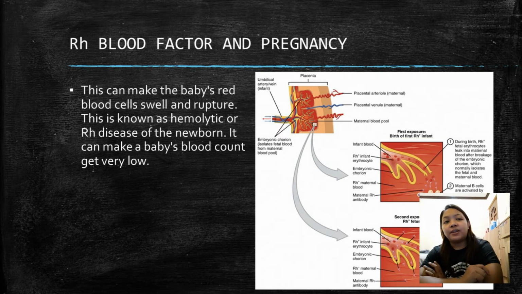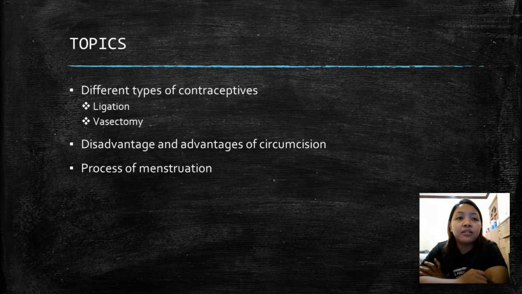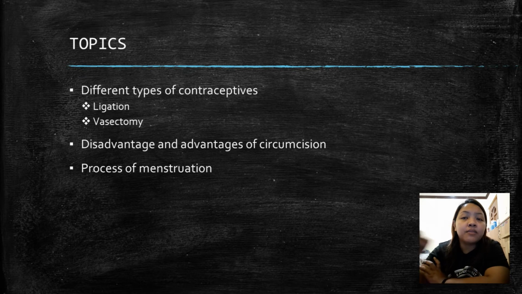Next, the reproductive system. Here we're going to tackle the different types of contraceptives, focusing on ligation and vasectomy and their success rate, the disadvantages and advantages of circumcision, and the process of menstruation.